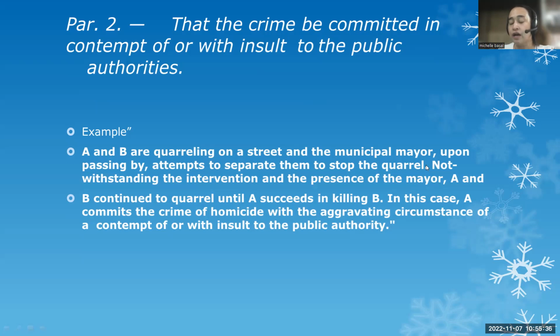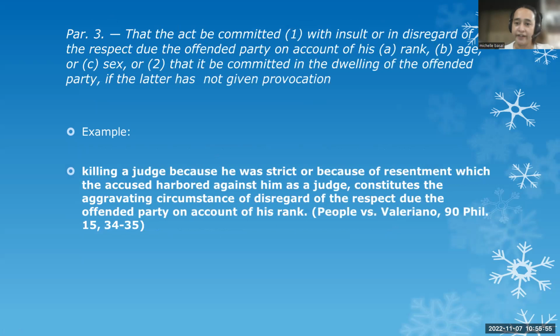So a mayor is actually a person in authority. So he should be regarded with much respect. And the commission of a crime in his presence could actually lead to an aggravating circumstance for such crime. Okay? Now let's go to paragraph 3.